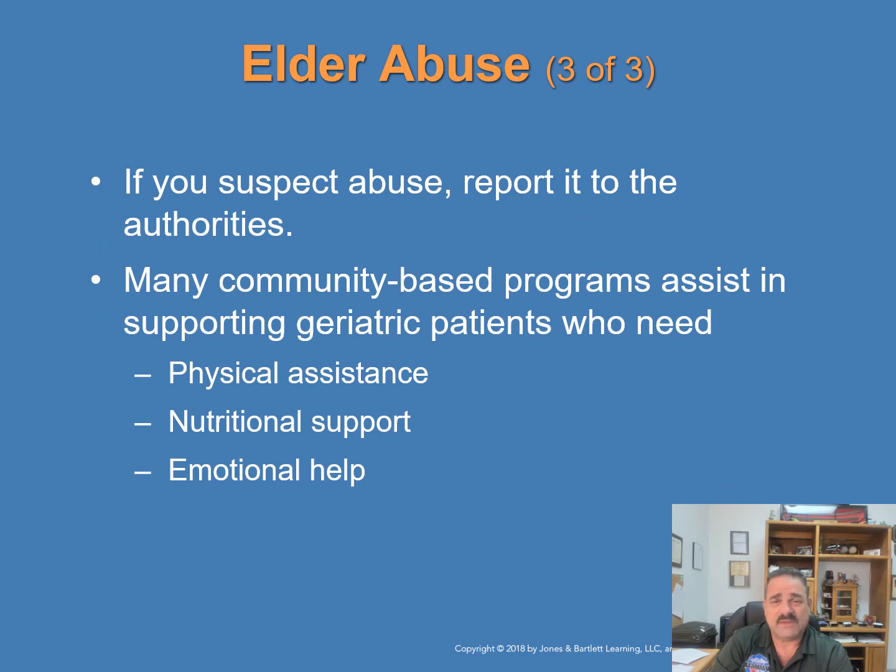All right, so if you suspect abuse, report it to the authorities. And remember, 1-800-96-ABUSE. That's that telephone number I told you about. Many community-based programs assist with supporting geriatric patients who need physical assistance, nutritional support, and emotional help. Usually when we take these patients to the hospital, especially if they live at home, we try to arrange for a social service visit before they are discharged so that we can figure out what we can do to help them.